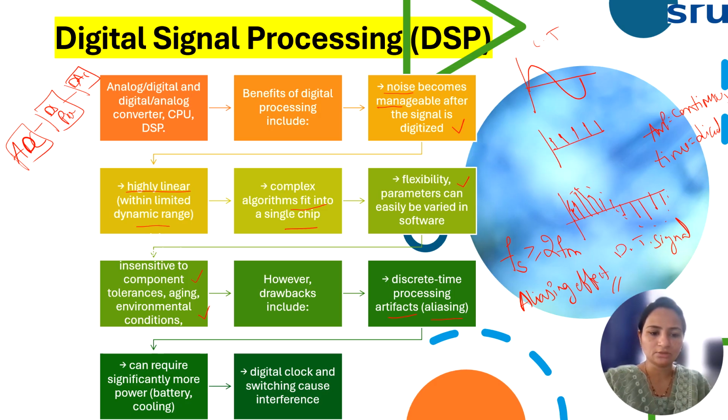The second drawback is that it can require significantly more power, that is battery and cooling, and digital clock and switching cause interference, right? So these three are disadvantages of digital signal processing, but we mostly prefer digital signal processing because of the above advantages compared to analog signal processing.